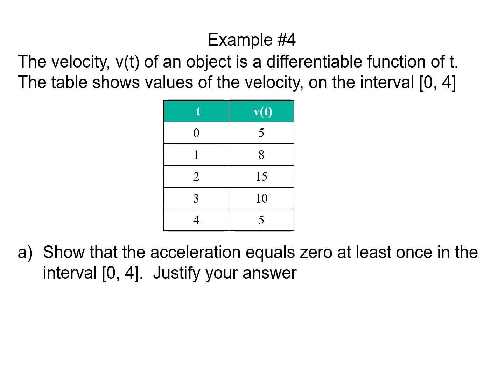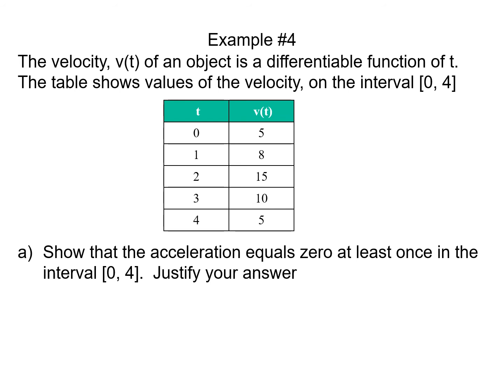So we're given this table and we're told that this is the velocity function. And they want you to show that the acceleration equals 0 at least once in the interval. Okay, so how are we going to do that? If this is velocity, remember its derivative is acceleration. And because I'm not seeing the acceleration function, I don't know any values of it, but I have to prove that it's 0, then maybe this is a good time to use the mean value theorem.